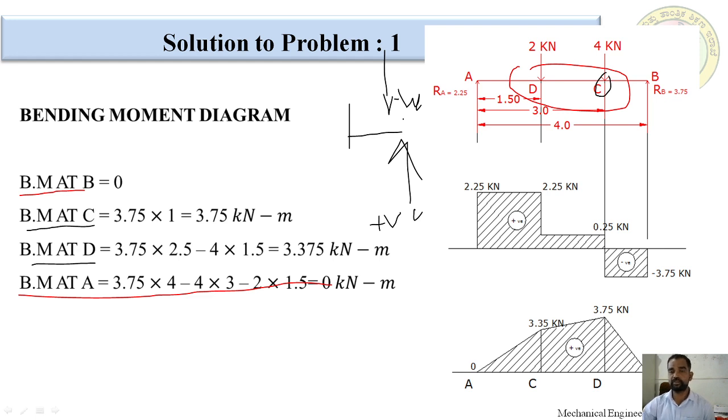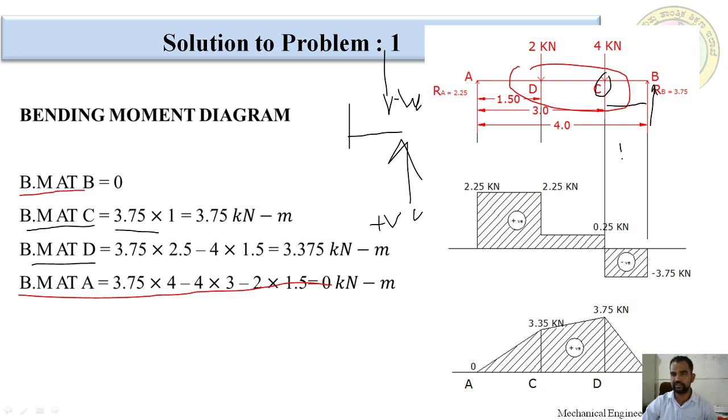But it's not happened in shear force calculation. Shear force calculation from right to the section, upward forces taken as negative, downward forces taken as positive. But in bending moment calculation, upward forces taken as positive, downward forces taken as positive from right to the section. For that reason, I am going to take upward forces taken as positive. Positive 3.75. This is positive up to C point.